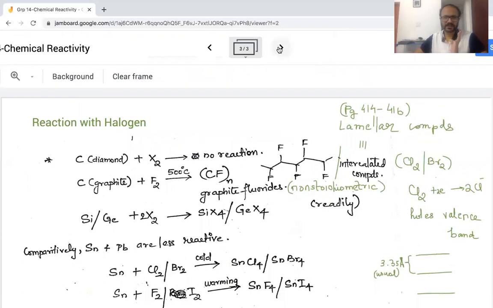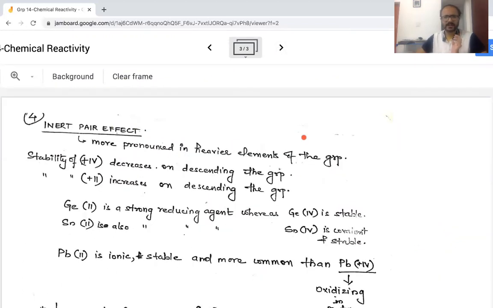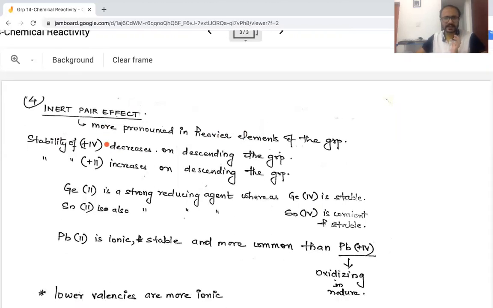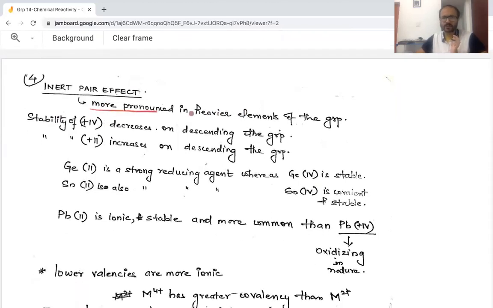Finally, I'd like to talk about the slide on inert pair effect, which you already know is more pronounced in heavier elements of the group. This we discussed when we talked about the questions. I asked you one multiple choice question, and you correctly predicted that heavier elements show a better inert pair effect. Then the +4 stability decreases on descending the group. In the case of group 14, +4 is the stable oxidation state, but it decreases as you move down the group, whereas the +2 stability increases.